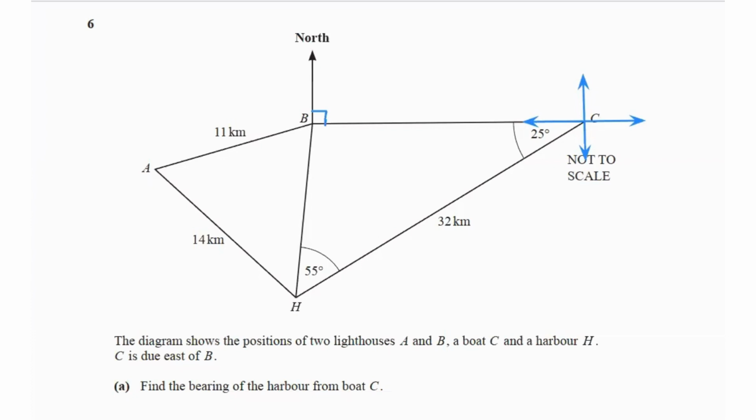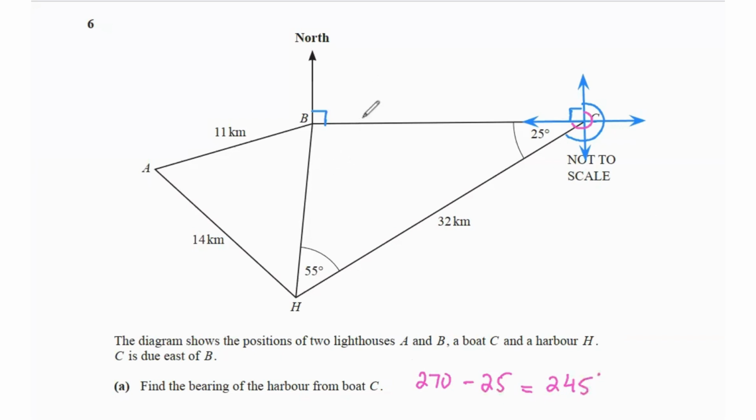It's asking us to find all of this. This is 90. This is also 90. So that means this complete angle, let me take another color, this all is 270. So bearing would be 270 minus 25, and that's going to be 245 degrees.